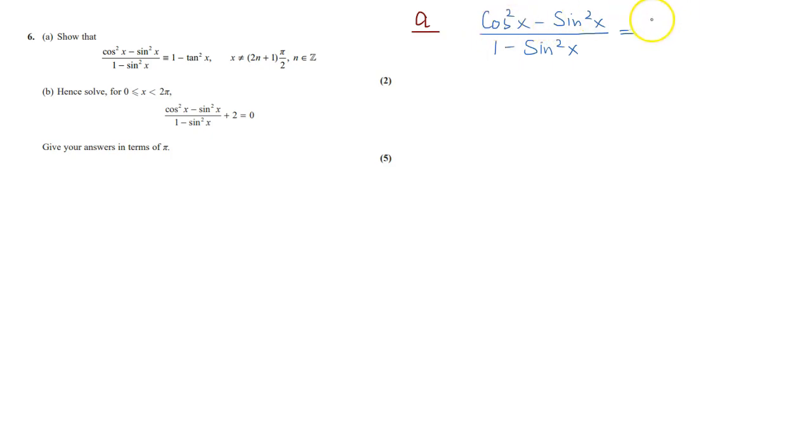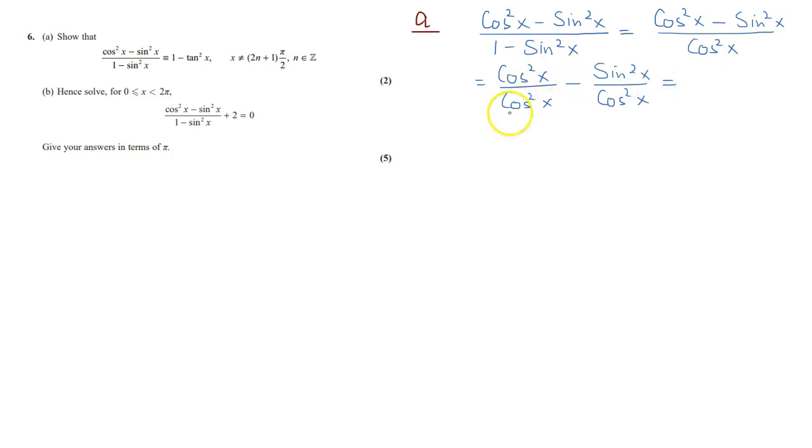This question is not very difficult. So this is cos square x minus sine square x over cos square x, since 1 minus sine square x is cos square x. So this is equal to cos square x over cos square x minus sine square x over cos square x. This is 1 minus sine square x over cos square x, which is tan square x. So that is what we are supposed to prove, this identity.